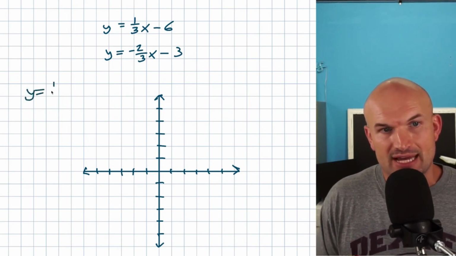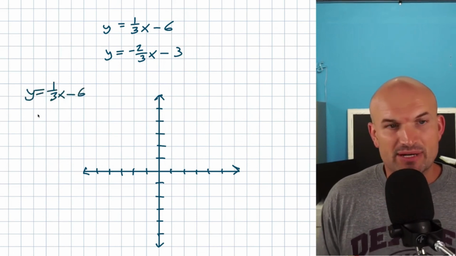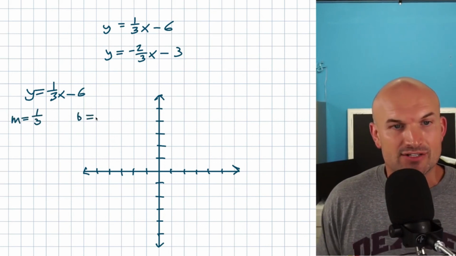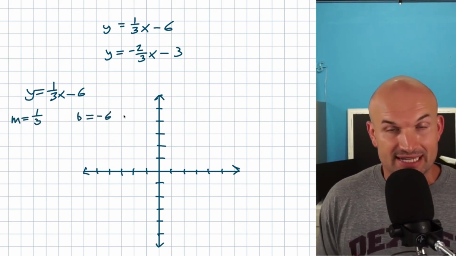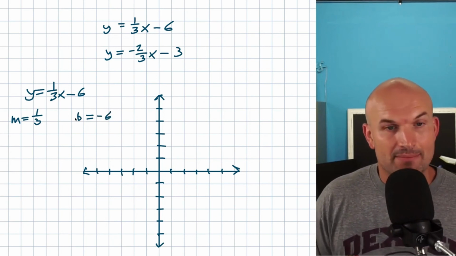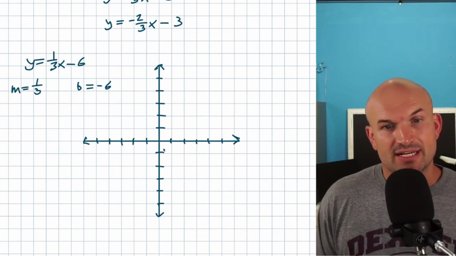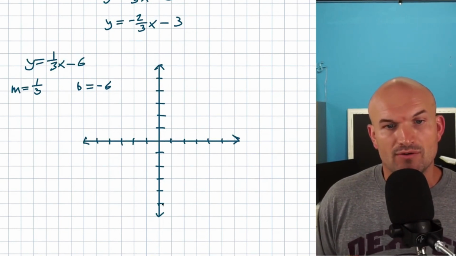So I have y equals 1/3 x minus 6. Again, what you want to do is be able to identify the slope, which is your change in y over your change in x. And then we also want to be able to identify our y-intercept, which in this case is going to be a -6. So first thing we're going to do is, again, plot my b, which is going to be -6. So I'm going to go down 6 units. So from the origin, go down 6. So 1, 2, 3, 4, 5, 6.